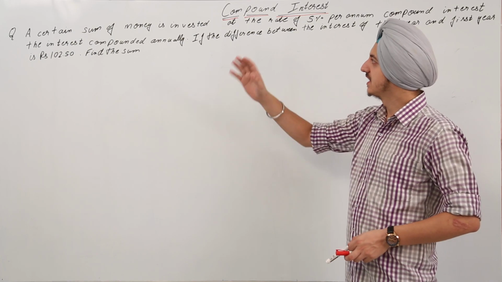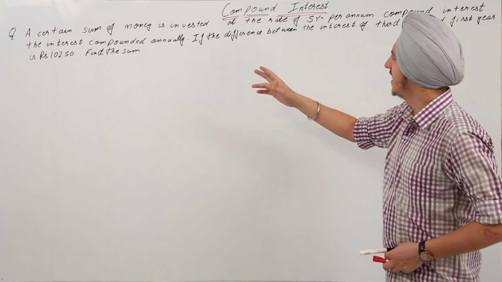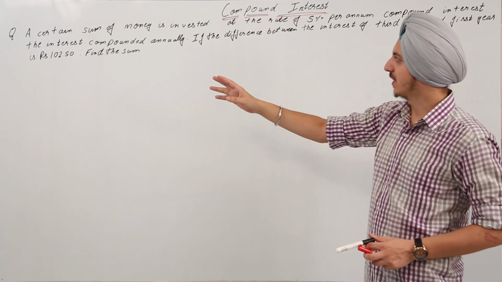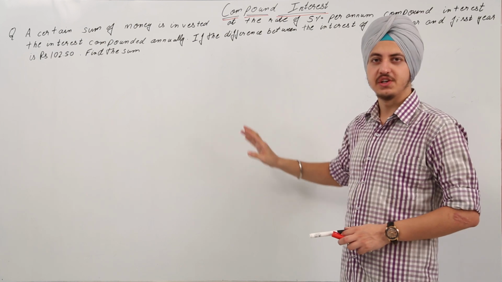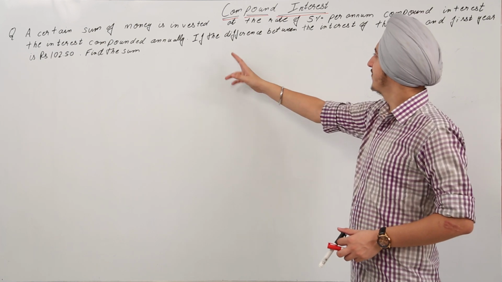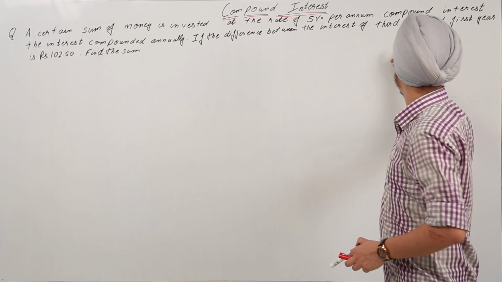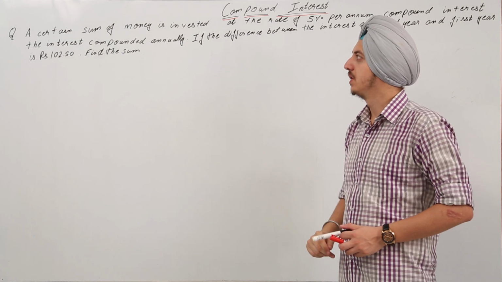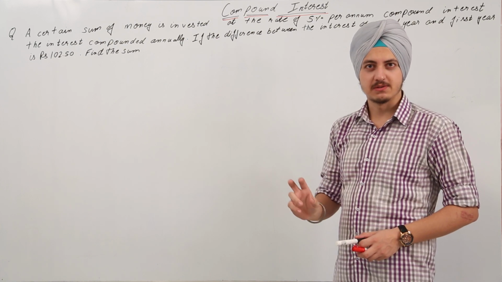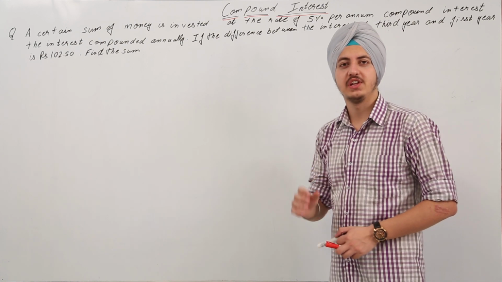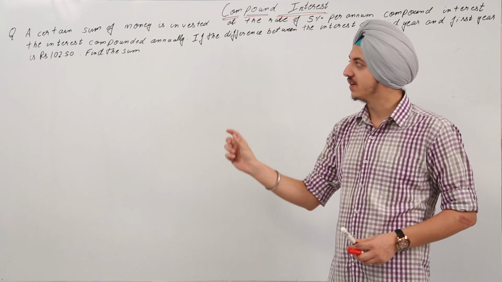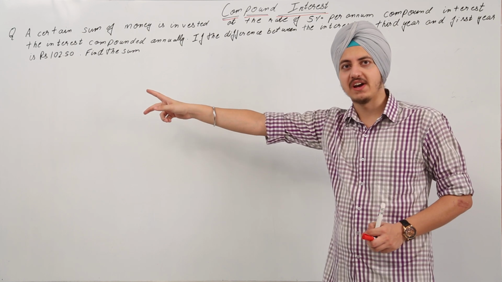We have a certain sum of money invested at a rate of 5% per annum, compounded annually. If the difference between the interest of the third year and the first year is rupees 102.50, find the sum. So we have to find the principal if we are given the interest for the third year minus the interest for the first year is rupees 102.50.